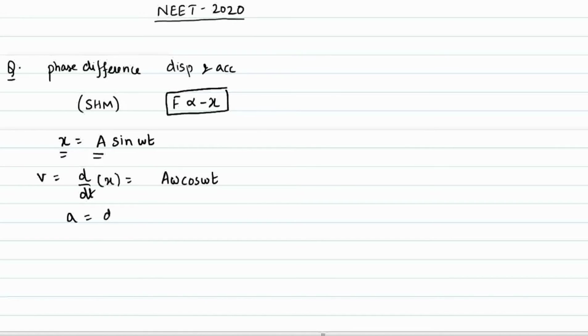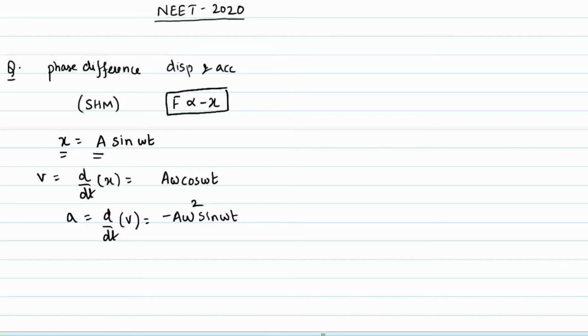Acceleration is going to be d by dt of v. So how do you write v? It is d by dt of a omega cos omega t. So again a omega is constant. So differentiation of cos will give minus sin omega t, and differentiation of omega t will give omega. So it is minus a omega square sin omega t.